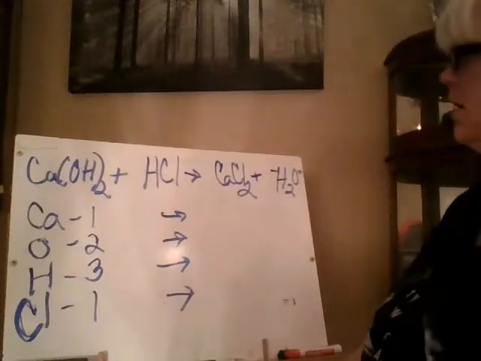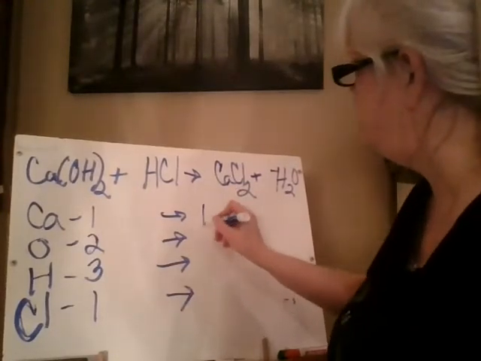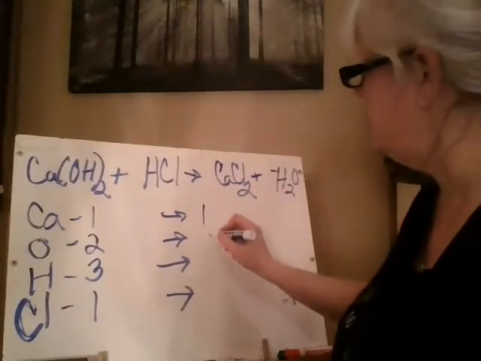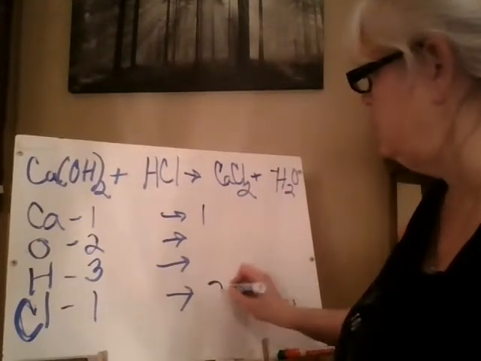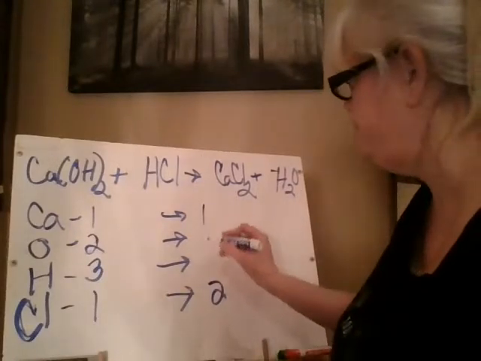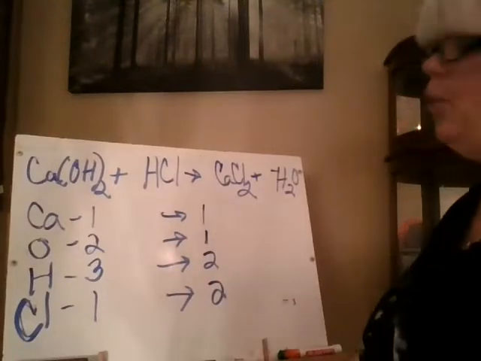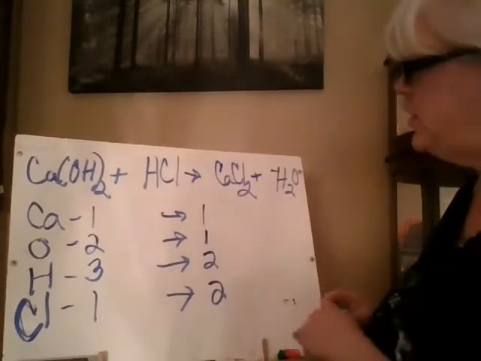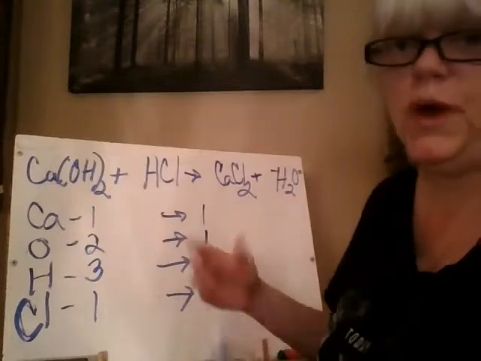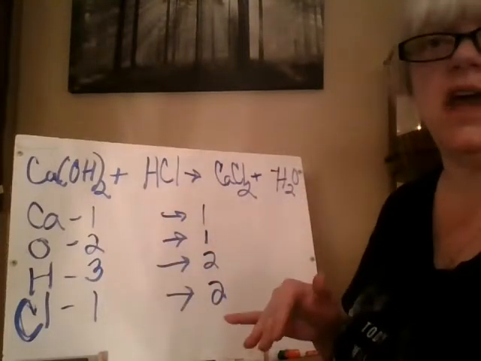And, okay, now let's do the count for the products. I have 1 calcium. I have 2 chlorine. Go down here to chlorine. Hydrogens, I have 2. And oxygens, I have 1. So, when we look at this, our calcium, good right now. Our oxygen, not so good. So let's fix that, okay?